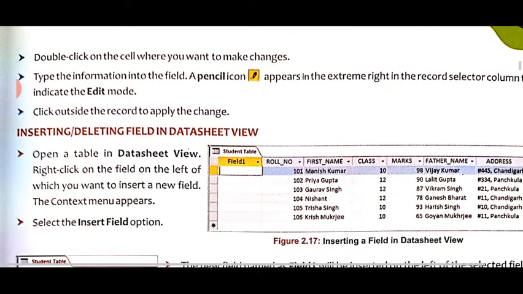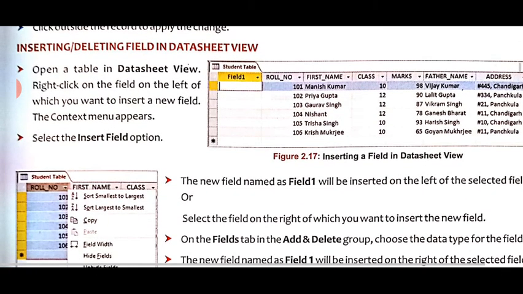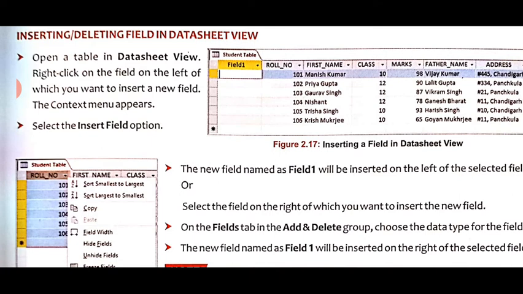Very easy. That is editing. Next one is inserting or deleting a field in datasheet view. The steps are: open a table in datasheet view, right click on the field on the left of which you want to insert a new field. A context menu will appear. Select the insert field option, and you can see a new field is inserted there.